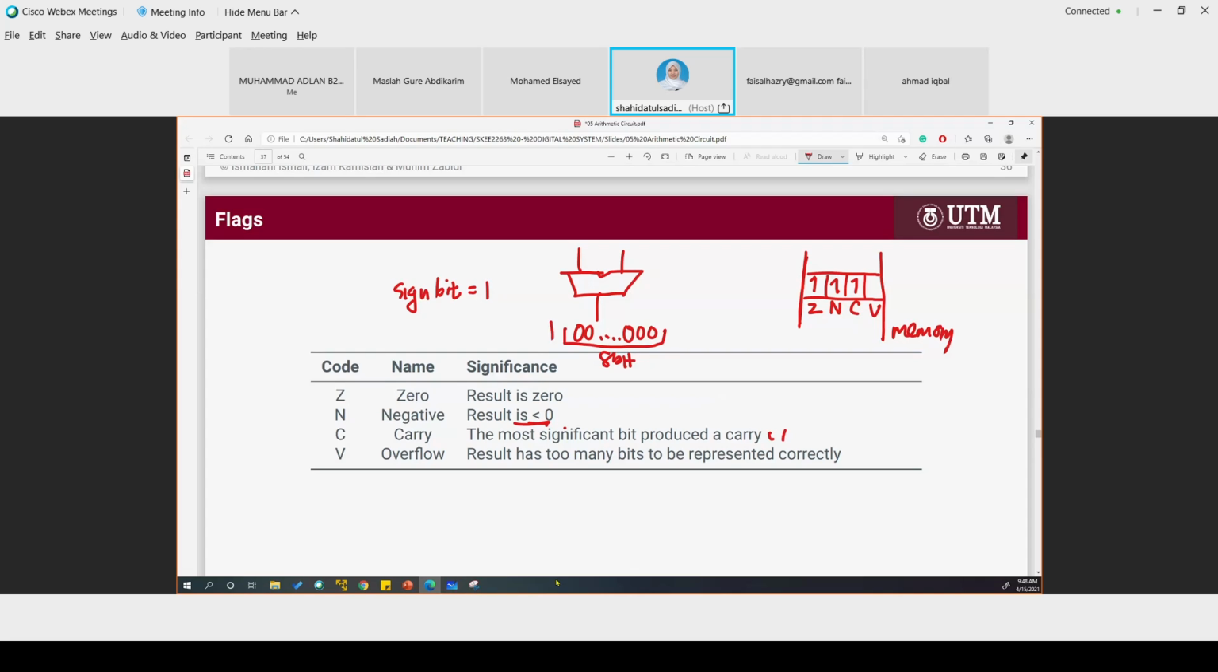And then the overflow, when the result has too many bits to be represented correctly. Let's say you are doing multiplication, for example. 8 bit by 8 bit, you will get 16 bits. To save it in 8 bits, you cannot, because you have another bit after the MSB. So that will set the overflow flag to 1.